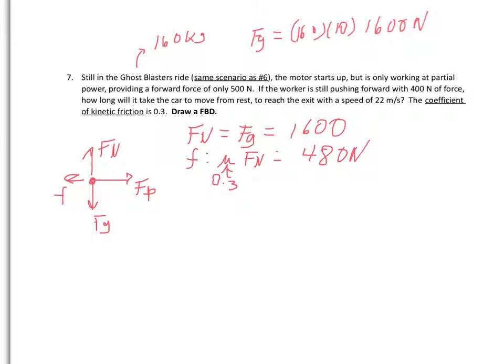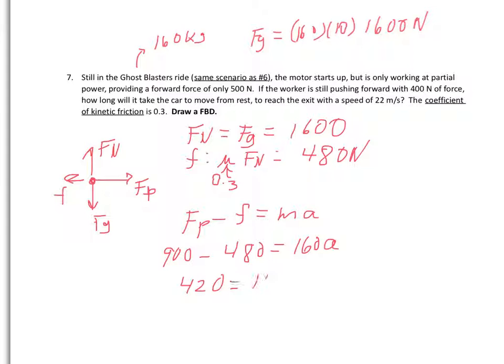And so let's set up the equation. We're going to have the pushing force minus the friction equals m times a. So we're going to have 900 total minus the 480, and that's going to give us 160 times a. So we end up getting 420 newtons equals 160 times a. And a ends up being, I think, a little over 3.5. Let me just double check that, though. So 420 divided by 160 actually gives us 2.6 meters per second squared.